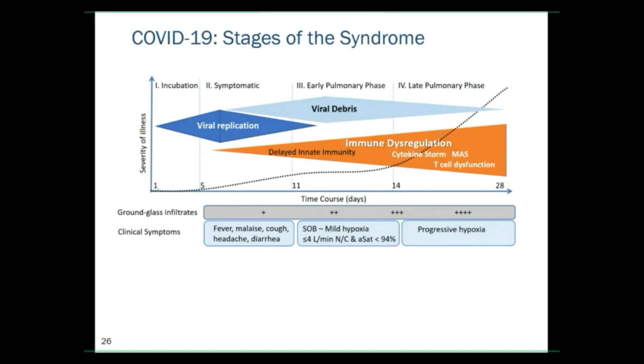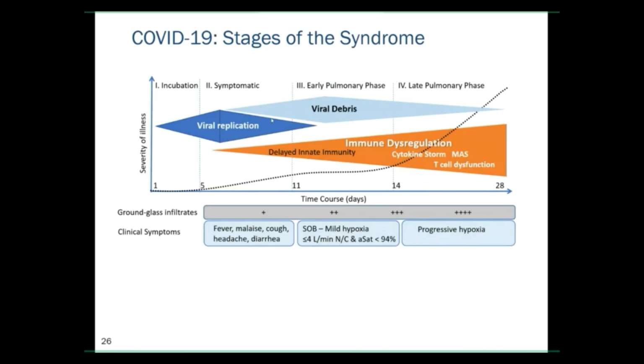So probably because of a low viral load, the host is able to kill the virus, and there we go, we're done. However, some patients develop the symptomatic phase, in which you have ongoing viral replication. This lasts until about day 11, okay, so about 6 days. During the viral replication or symptomatic phase, patients have fever, malaise, cough, headache, diarrhea, etc.